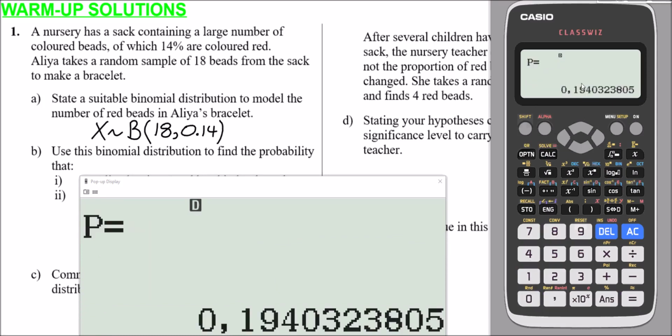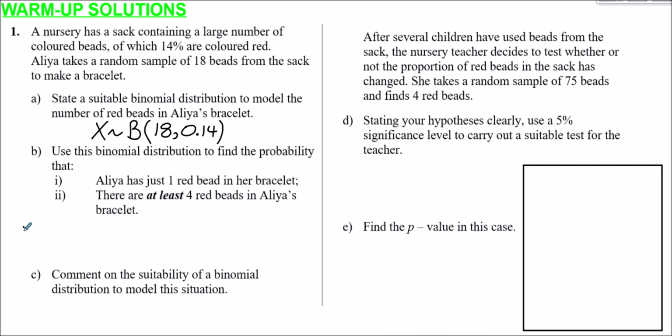That generates a probability of 0.194. So that's our answer for question B part 1. So part 1, probability of X taking the value of 1 is 0.194.